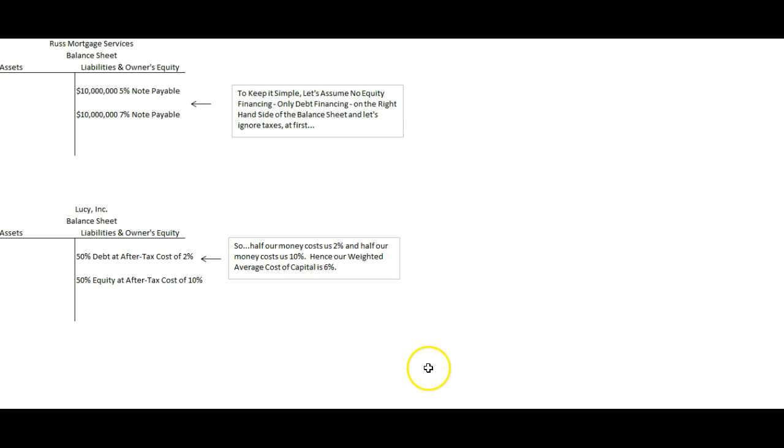So to find our weighted average cost of capital, 50% times 2 is 1, 50% times 10 is 5, 1 plus 5 is 6. If there were more debt, this 2% would get a higher weight. If there were less debt, it would get a lower weight. So our average cost of capital is 6%. Our weighted average cost of capital is 6%. If our money costs us 6%, we want to invest in projects that earn more than 6%.